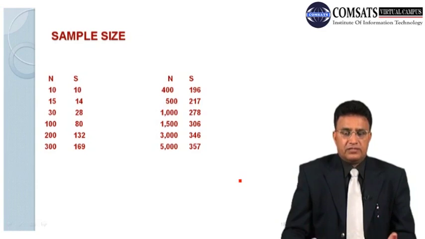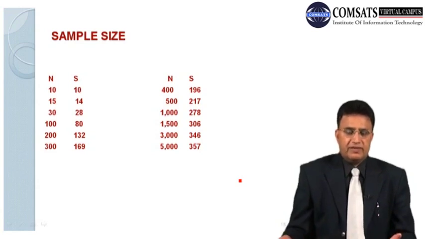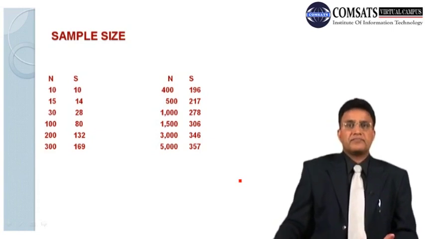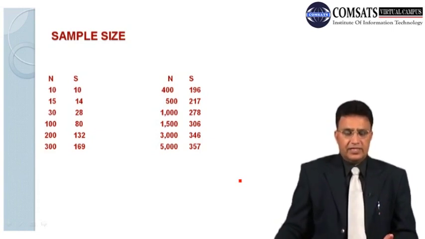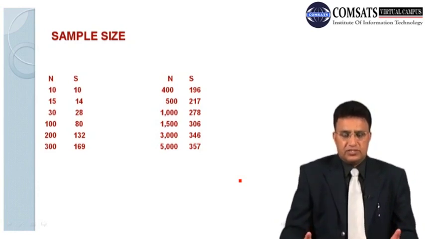If the number is 1,500, then the sample size will be 306. And if it is 3,000, sample size would be 346. If it's 5,000, it will be 357. Look at the slide, you'll see that as the total number increases, the sample decreases. And a good example, you can look at the last two figures. If the total number is 3,000, the sample would be 346.